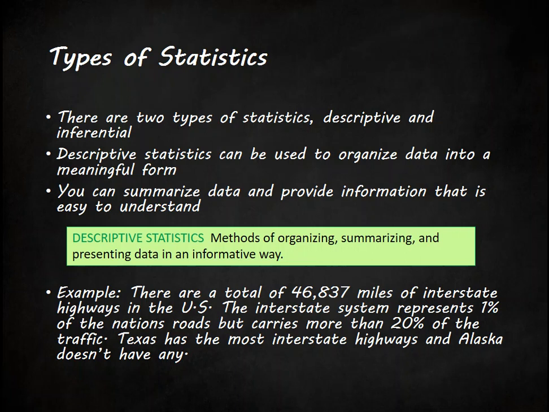For example, there's a total of 46,837 miles of interstate highway in the United States. Interstate highway crosses from state to state. That's why it's called interstate highway. This interstate highway represents 1% of the nation's roads but carries more than 20% of the traffic. Texas has the most interstate. Alaska does not have any, and ironically, Hawaii actually has interstate, but it does not cross into any other state. It just has an interstate highway.